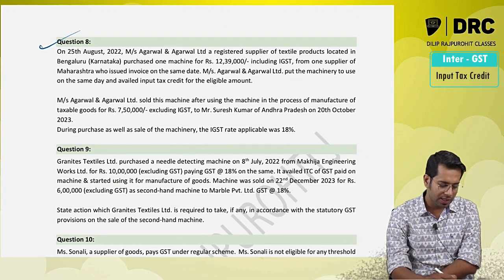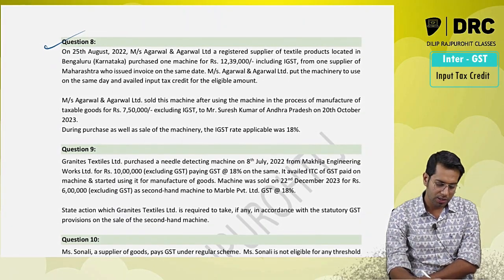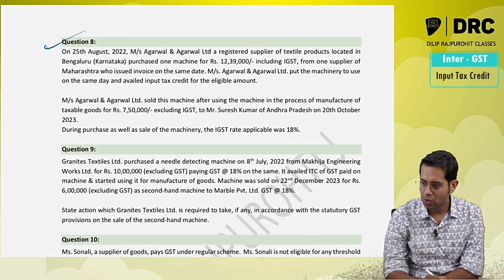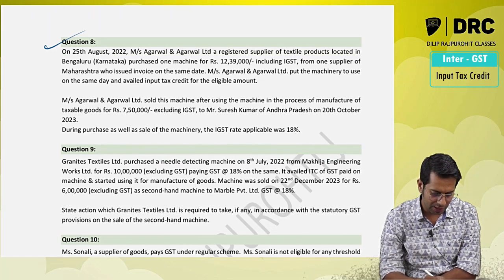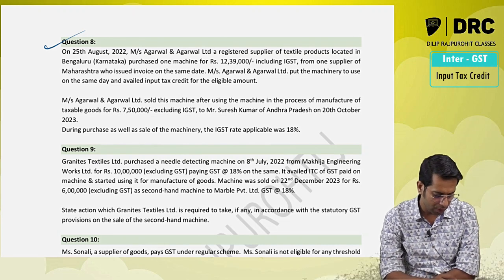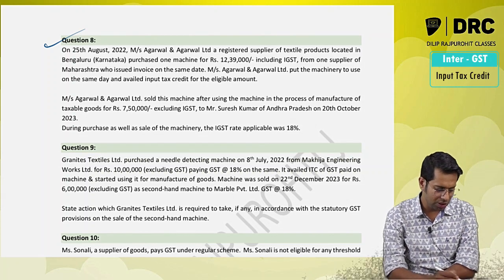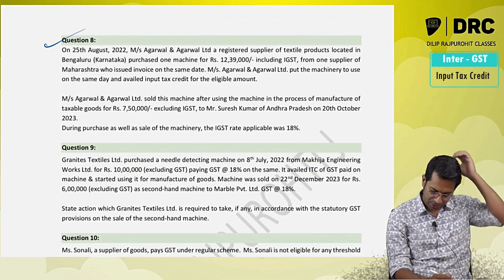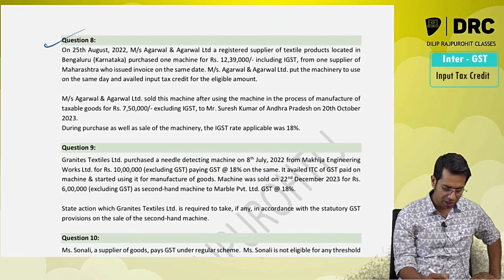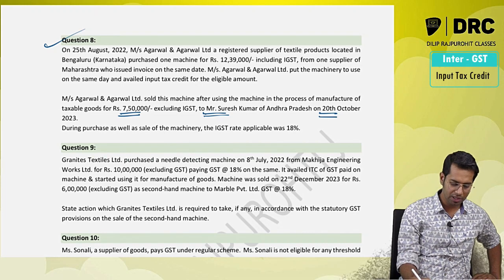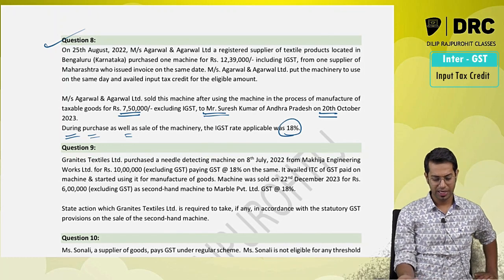Then on 25th August, Agarwal Limited, a registered person, supplier of textile products located in Bengaluru, purchased one machine for 12,39,000 including GST from one of the suppliers who issued the invoice on the same date. Agarwal Limited put the machine to use on the same date and availed input tax credit. Agarwal sold this machine to a manufacturer, Mr. Suresh Kumar, for 7,50,000, excluding GST, on 20th of October 2023. During purchase as well as sale, the GST rate was 18%.